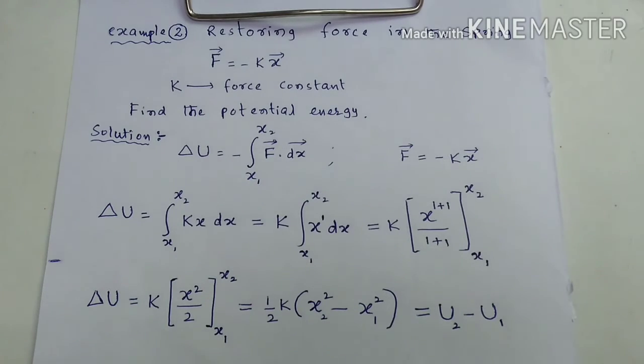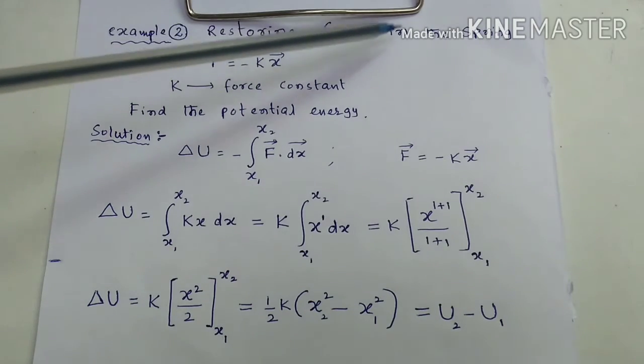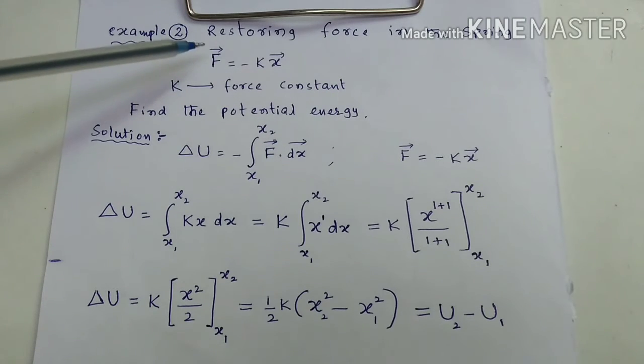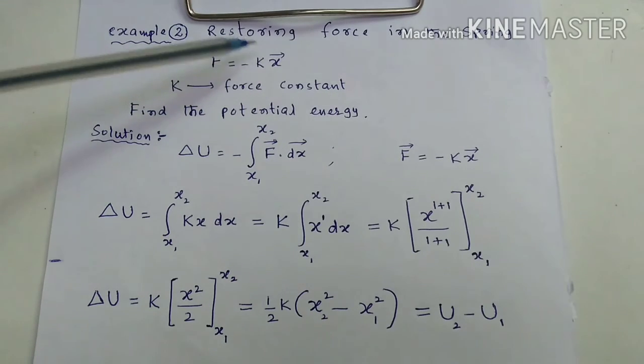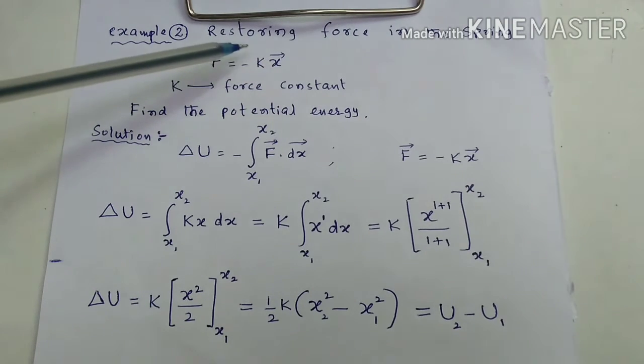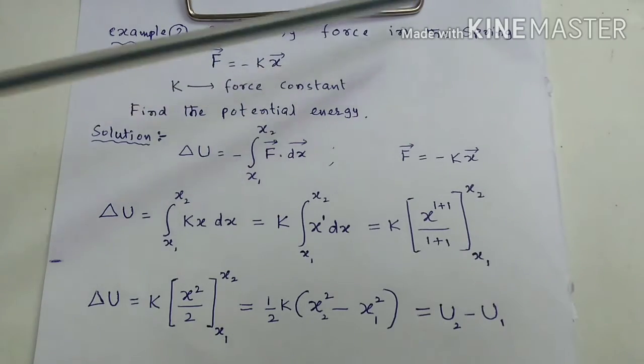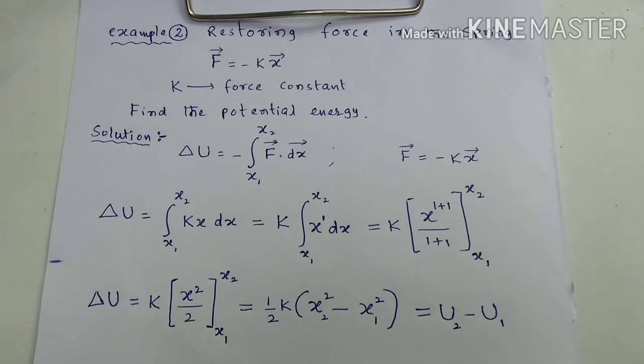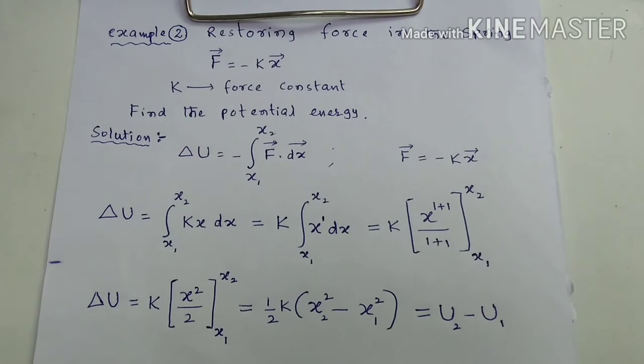This is example 2. Restoring force in the spring is given: F equal to minus kx. Why is the minus sign there? The force is opposite to the displacement. Suppose displacement is along this direction, the force will be opposite. This k is the force constant. Find the potential energy. I have given you a simple formula earlier.